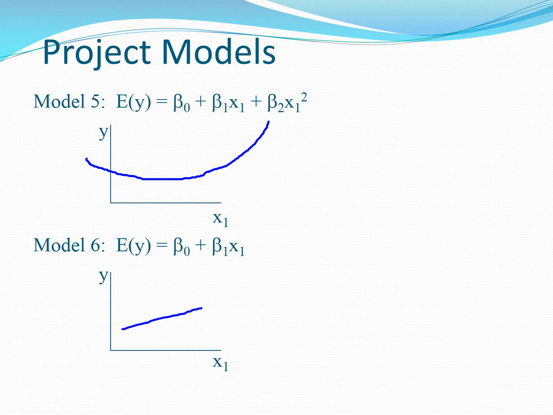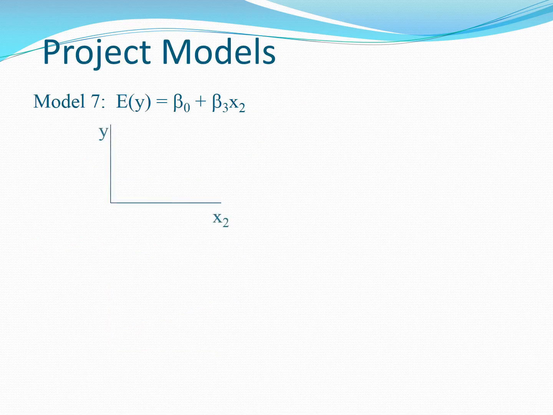Model 6, it's a straight line. Now, whether it's upward or downward sloping, that depends on the value of beta 1. And then there should be one more. This is probably the hardest graph of all of them because it sure looks like a line. But remember when we talked about qualitative variables, x2 can either be 0 or 1. You're going to get a value here. We're going to estimate the sales price of all Camaros is right there. The sales price of all Mustangs is there. You're going to get 2 points.